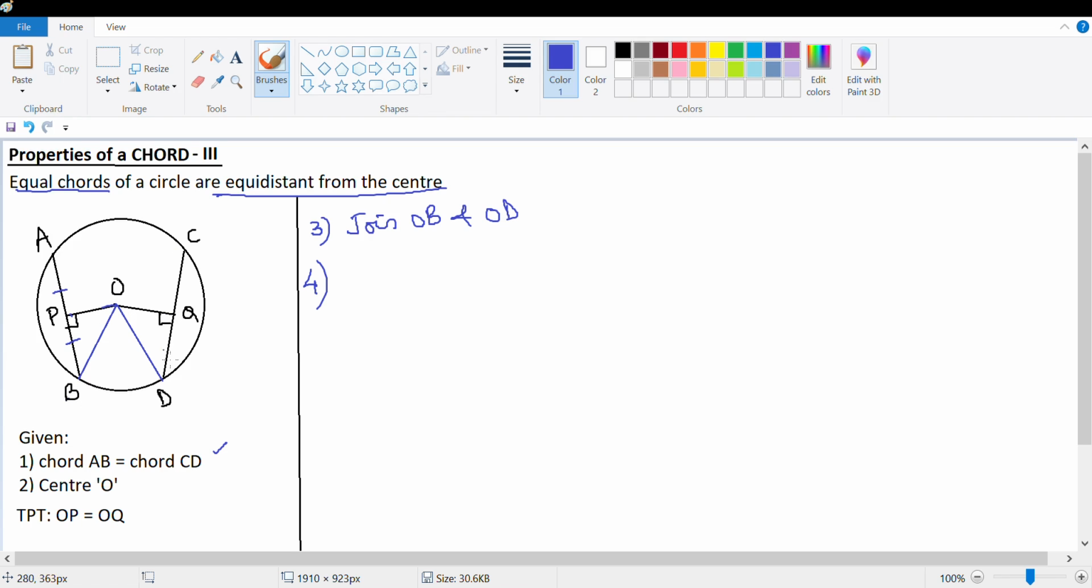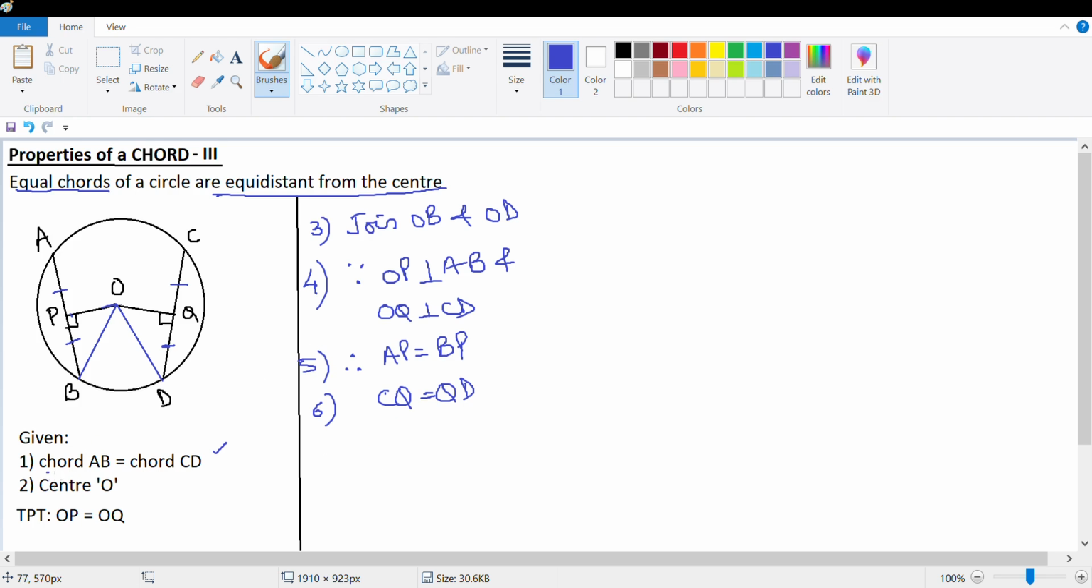Similarly, OQ is perpendicular to CD, because this is the shortest distance from a point to a line segment, which means it's bisecting CD into two equal parts, which is CQ and QD. So let's just write that down. Since OP is perpendicular to AB and OQ is perpendicular to CD, therefore AP is equal to BP. This is point number 5 for us, and CQ is equal to QD.